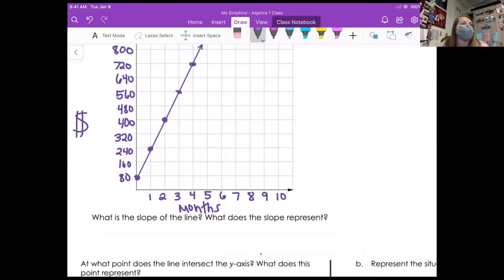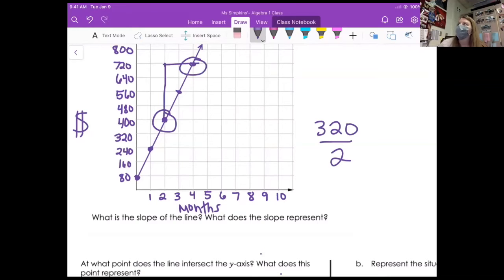So remember, you can use any 2 points you want to find the slope. It doesn't matter. And you're finding out how much it's going up and how much to the right. And simplify if possible. Okay, Miss Simpkins is just going to choose this point and this point. And I went from 400 to 720, which is 320. And then I went from 2 to 4, which is 2.